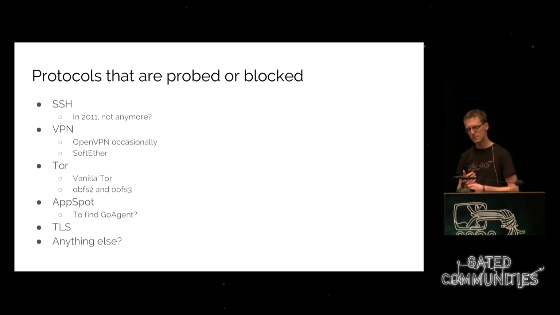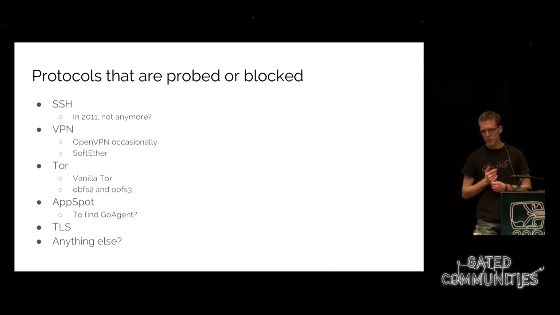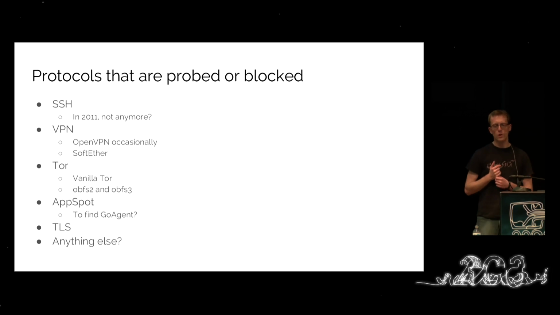It's not completely clear. There was probing for OpenVPN for a while, for SoftEther, which is part of the VPN Gate protocol. Tor, as I already talked about. Also for Google's AppSpot, since there used to be a small and really clever circumvention protocol named GoAgent, and I guess that perhaps they came up with this probing activity to detect those GoAgent instances. And maybe there is more. I'm sure there is more out there, and maybe someone even has an idea, so please get in touch with us.